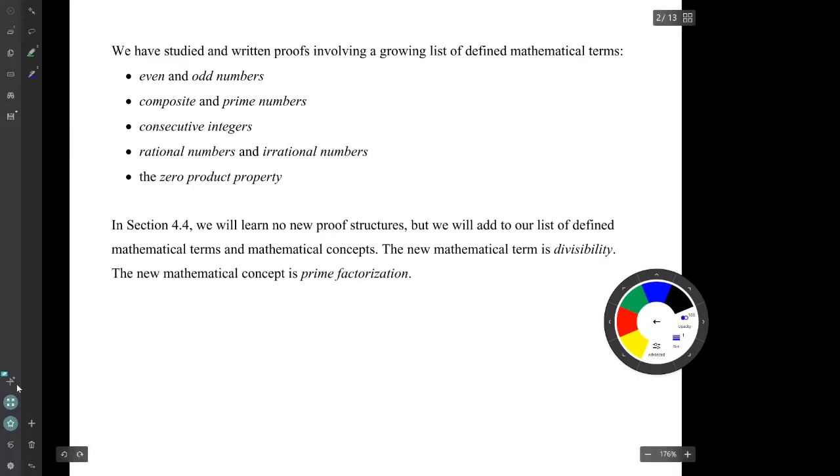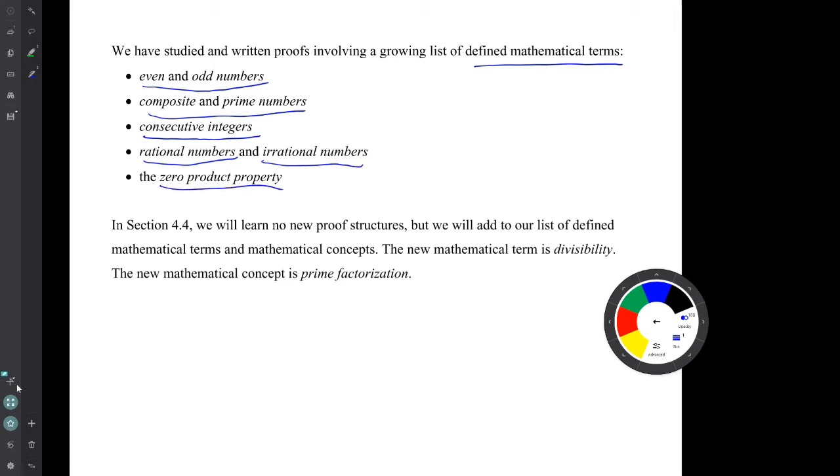And we've studied proofs and written proofs that involve a growing list of defined mathematical terms. So we've had even and odd numbers, composite and prime numbers, consecutive integers, rational numbers and irrational numbers, and we've had the zero product property. In this section 4.4, we won't learn any new proof structures, but we will add to our list of defined mathematical terms and mathematical concepts. The new mathematical term is divisibility, and the new mathematical concept is prime factorization.